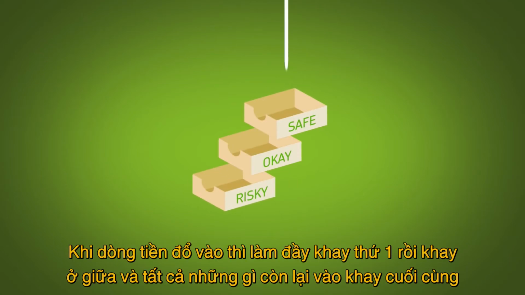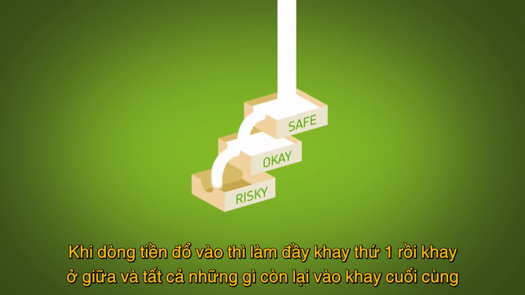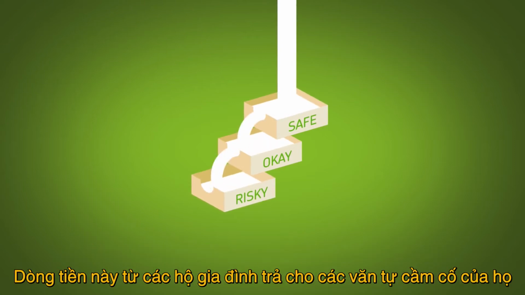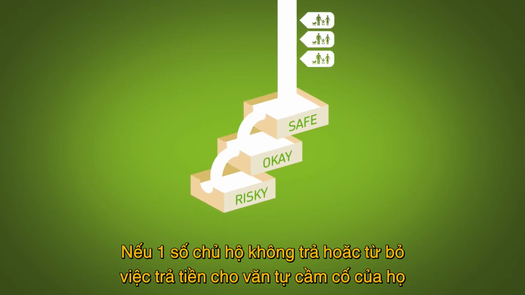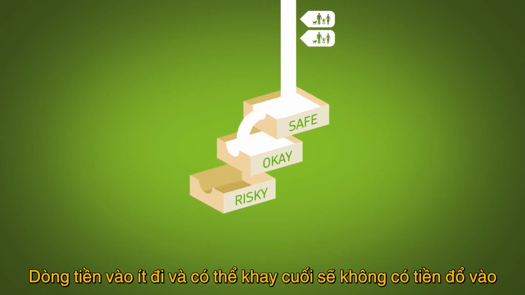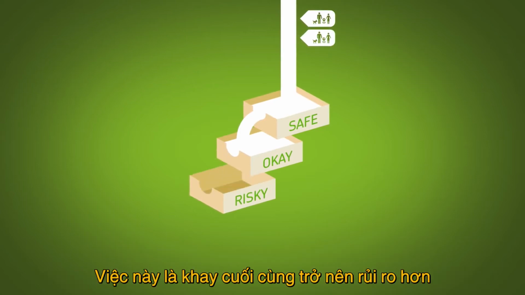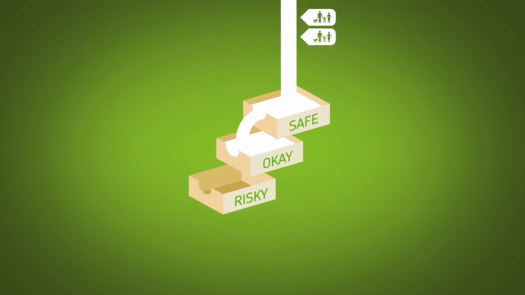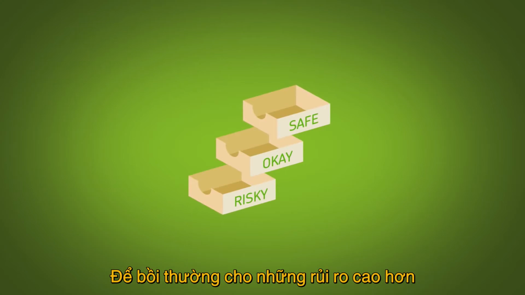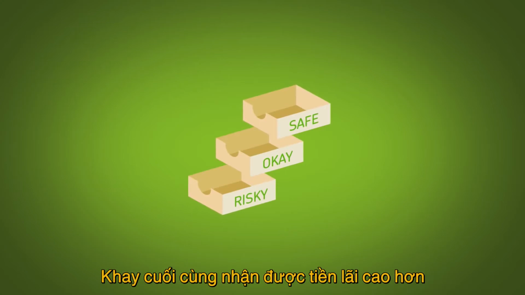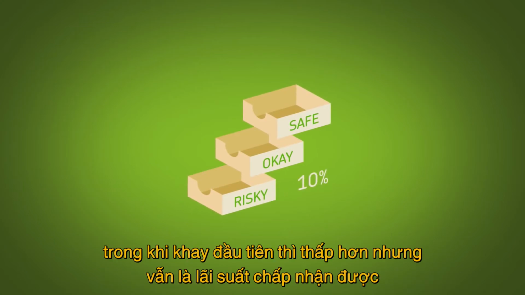As money comes in, the top tray fills first, then spills over into the middle, and whatever is left into the bottom. The money comes from homeowners paying off their mortgages. If some owners don't pay and default on their mortgage, less money comes in and the bottom tray may not get filled. This makes the bottom tray riskier and the top tray safer. To compensate for the higher risk, the bottom tray receives a higher rate of return, while the top receives a lower, but still nice return.